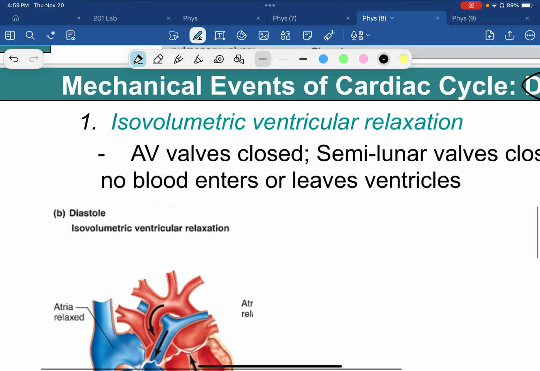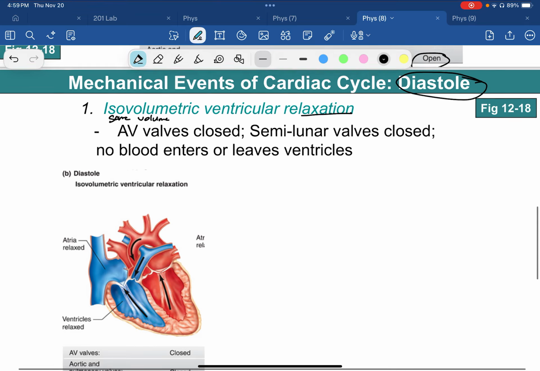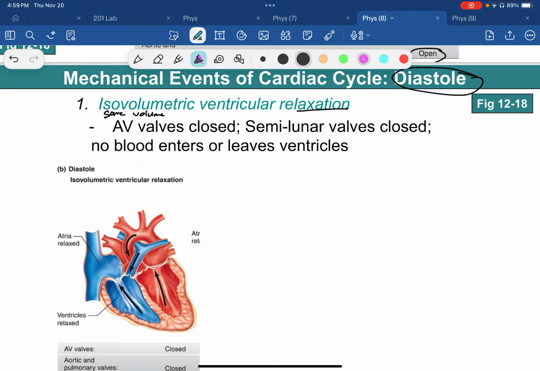As we move down to our second stage, this is diastole. Again, we're back at part A with isovolumetric ventricular relaxation. A key difference, but it's still the same volume as before. Our AV valves are closed, our semilunar valves are closed, and no blood enters or leaves. So again, all valves are closed, and because they're closed, there's no more pressure gradient.